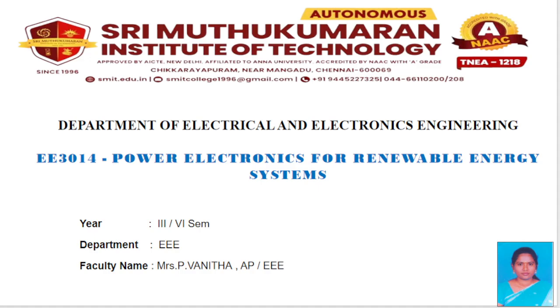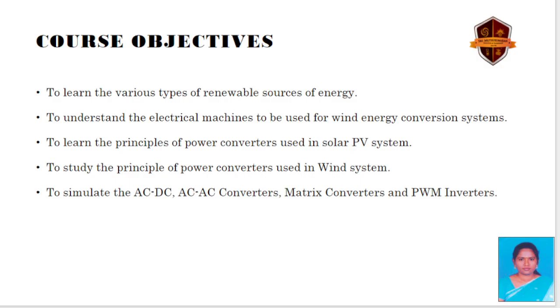This course is titled Power Electronics for Renewable Energy Systems. In this course, we will study how renewable energy sources like solar and wind are converted into usable electrical power using power electronic converters. Before going into converters and machines, we must first understand the basics of renewable energy sources. That's why Unit 1 focuses on the introduction to renewable energy systems.